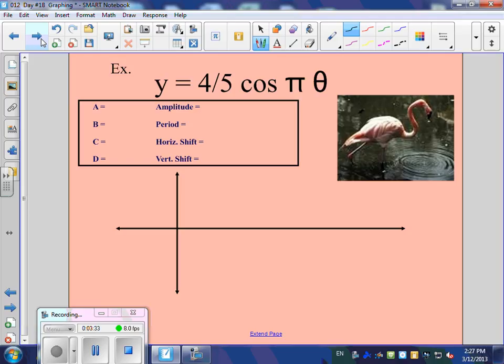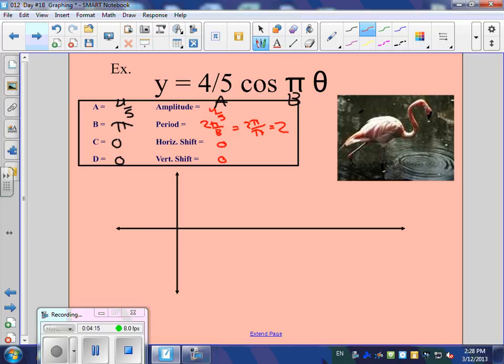4/5 cosine pi theta. A is going to be what? What's in front of cosine? 4/5. You just put in a 4/5. What's B, the number in front of theta? Pi. Yeah, that's weird, but you can do it. I don't see any shifts yet. So the amplitude is just going to be the A. Period is 2 pi over B, and B was pi, which is going to be kind of cool. What is the period for one cycle? 2. That'll be easy to graph. And C and D will be 0 so far, because there's no C or D.